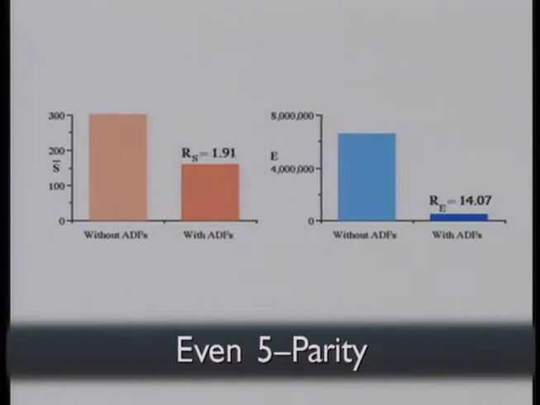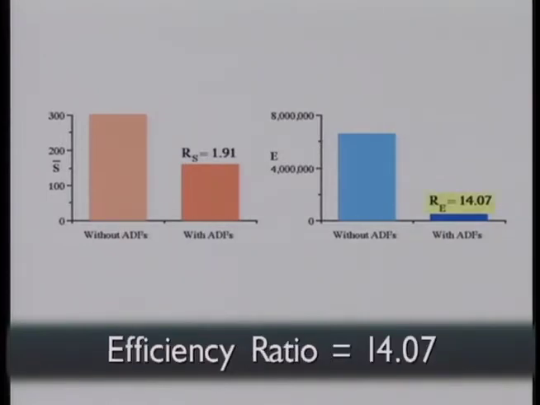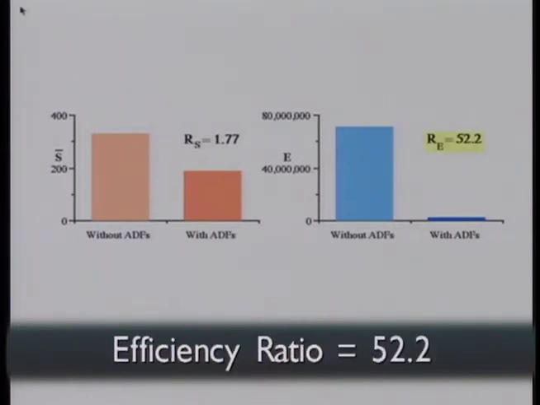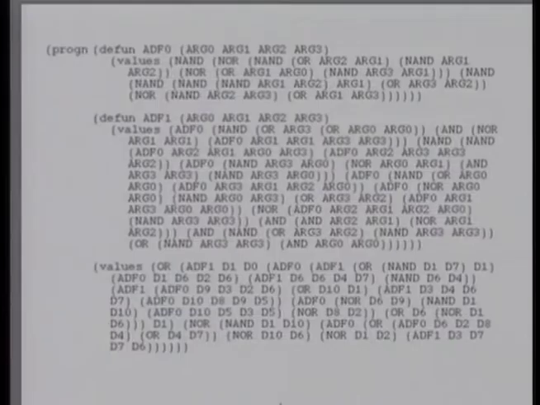For the 5 parity problem, the computational effort without ADFs is 6,528,000, but only 464,000 with ADFs, so that the efficiency ratio is 14. For the 6 parity problem, we estimate the computational effort without ADFs to be around 70 million versus only 1.3 million with ADFs, so that the efficiency ratio is about 52.